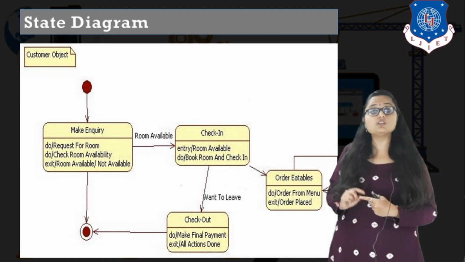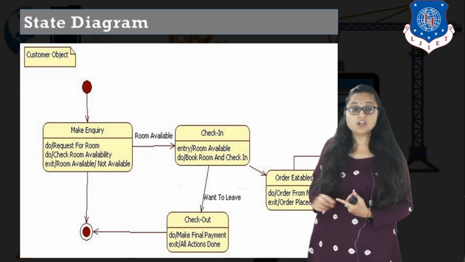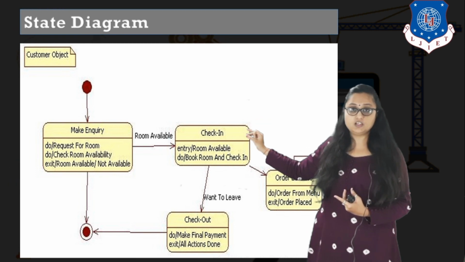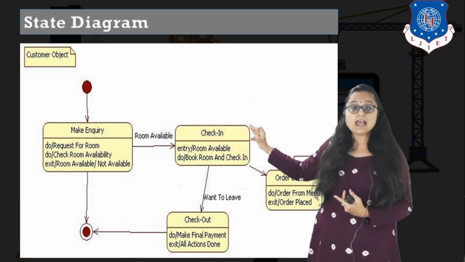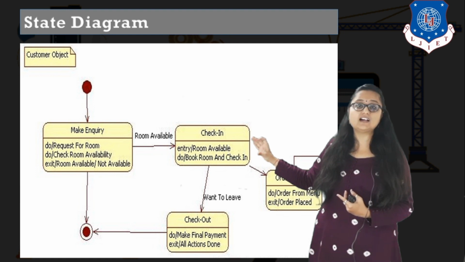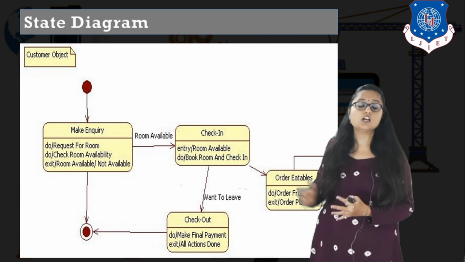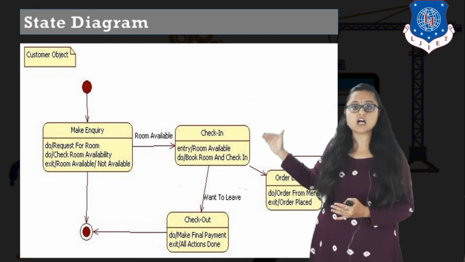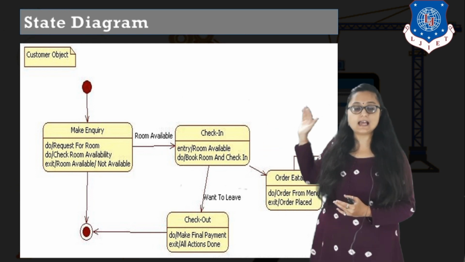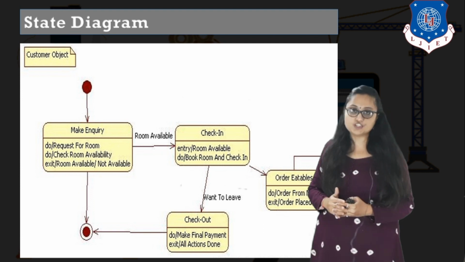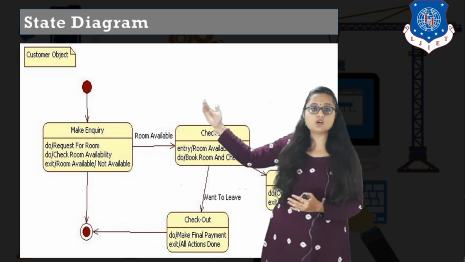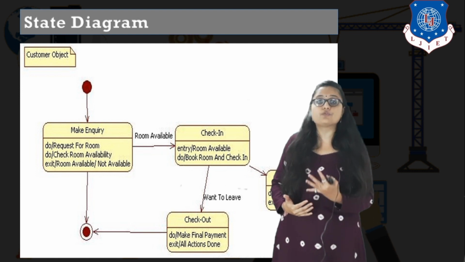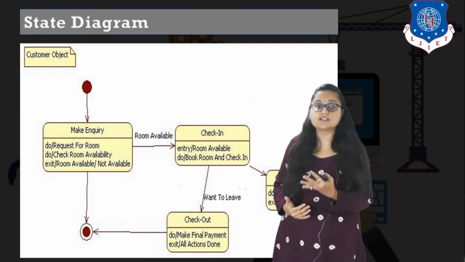This is also a variation in the state diagram, wherein you can write the state name, separate it via a horizontal line, and write some of the activities, that is the do condition, entry conditions and exit conditions. These are the conditions and activities related to that state. For example, if you are in the first make inquiry state, what are the things that you will perform while you are in that particular state?